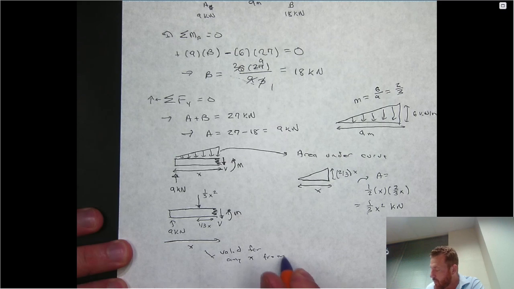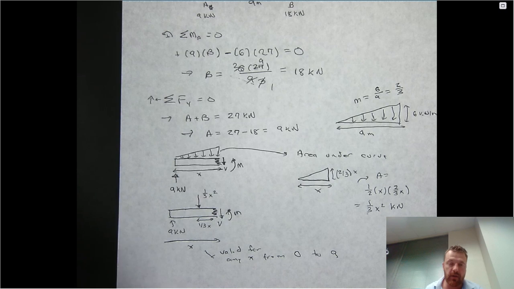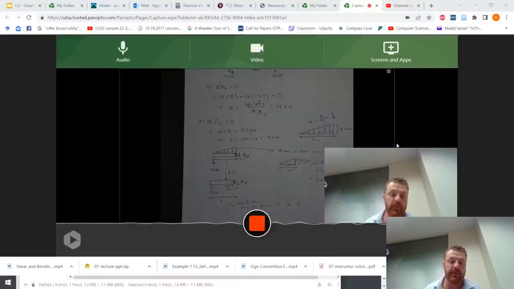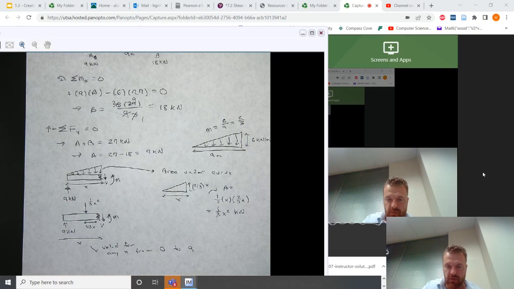From 0 to 9, why? Because there are no discontinuities in the actual distributed load, and there are no concentrated forces that just appear out of nowhere, as will be the case in one of your actual homework problems.